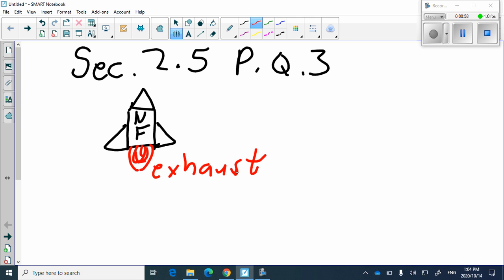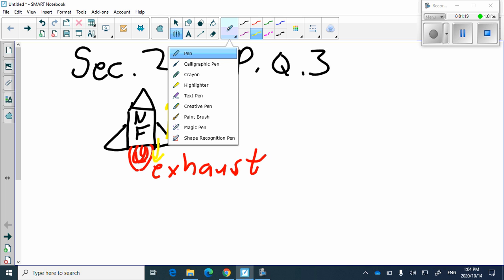Okay, so what actually ends up happening is the exhaust gas is being pushed downward by the rocket. And then the exhaust gas pushes back on to the rocket. So that's what pushes this forward.